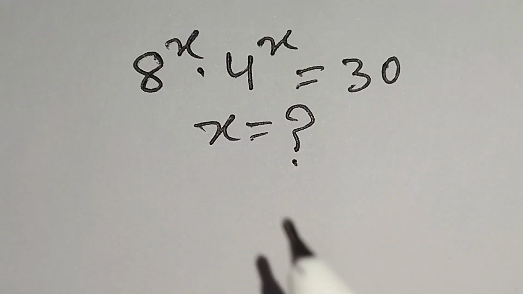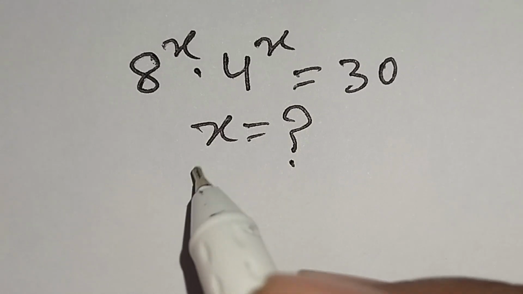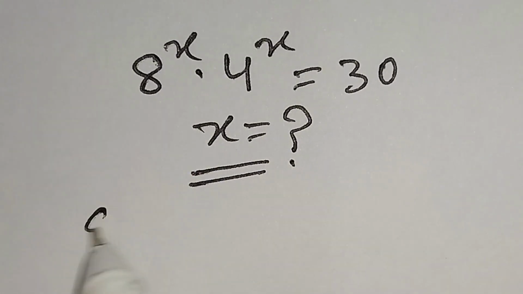Hello, this is a nice math problem. 8 to the power x times 4 to the power x is equal to 30, and we have to find the value of x. So let's start.